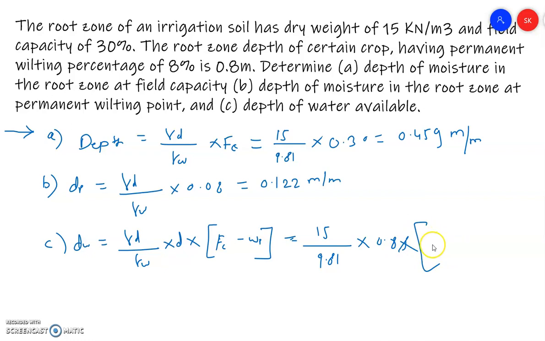FC is 0.3 minus 0.08. So finally we'll get the answer as 0.269 meter, which is equal to 269 mm as well. So in this way we can solve the equation.